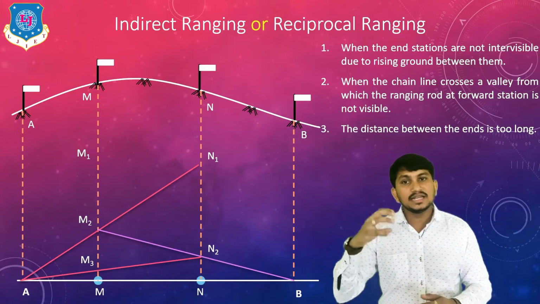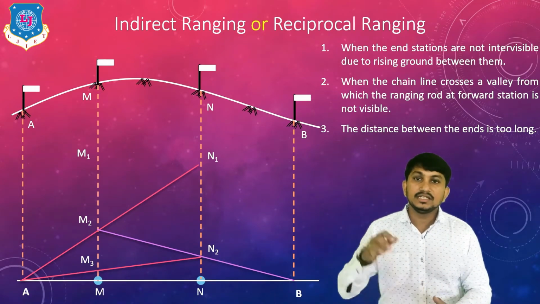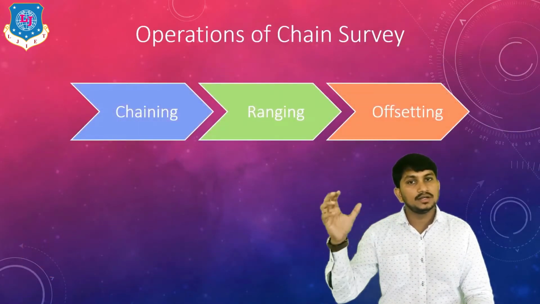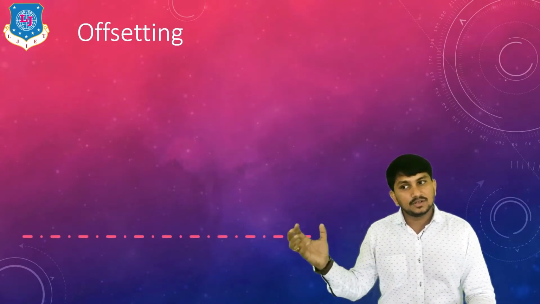So this is called indirect ranging, and this is how we can perform indirect ranging on the rising slope between two endpoints. This is all about ranging. Now let's discuss the third operation, which is called offsetting. We will discuss it with one figure.